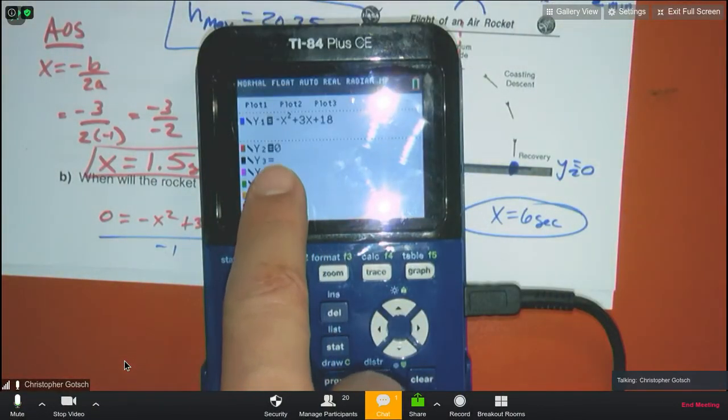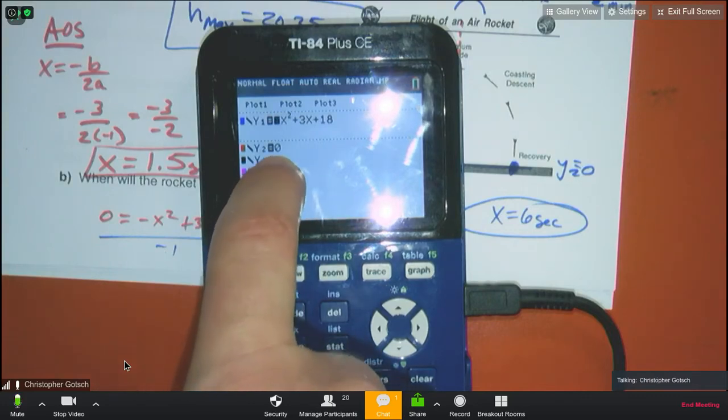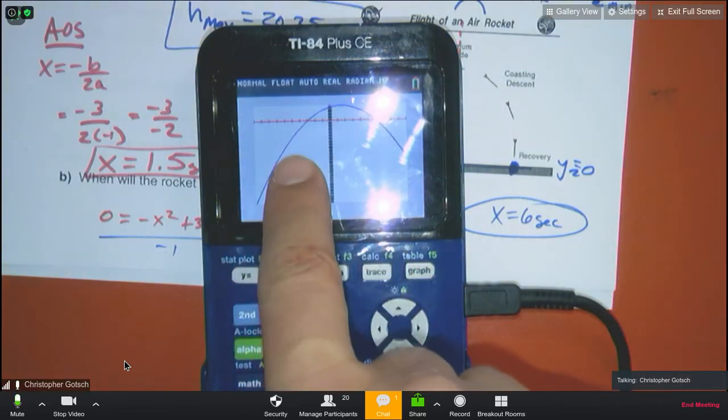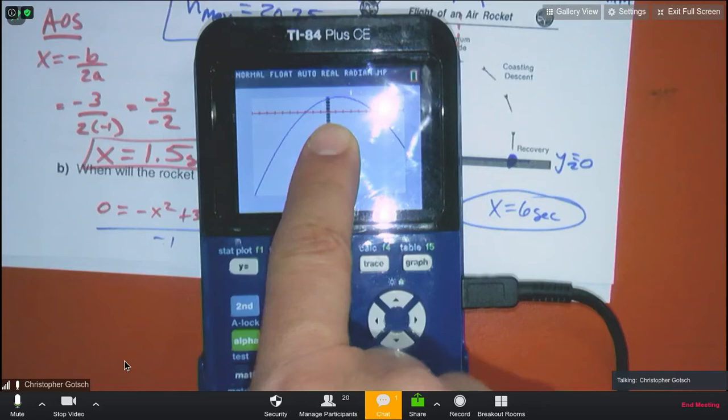So Y2, make sure you have Y2 is 0. That's going to be the x-axis, right? The line y equals 0 is the x-axis. So for me, I have a blue one and a red one now.